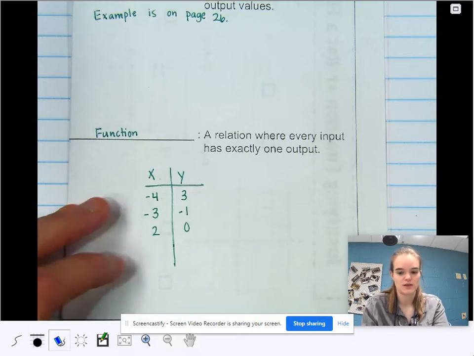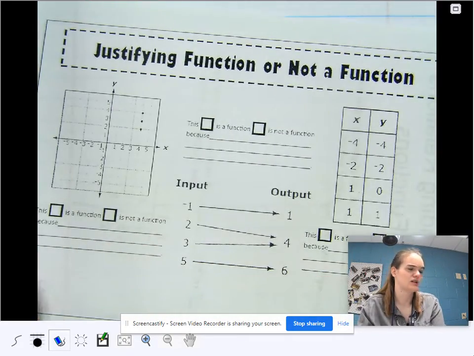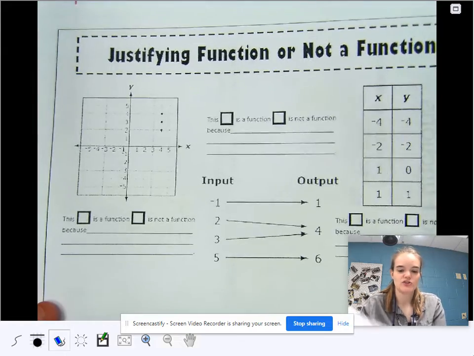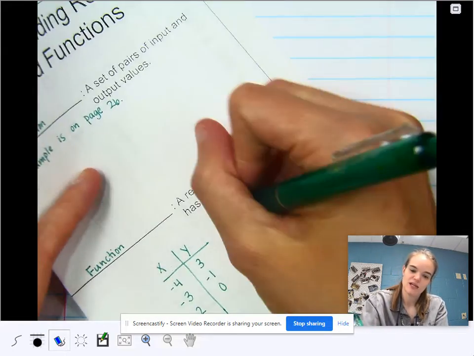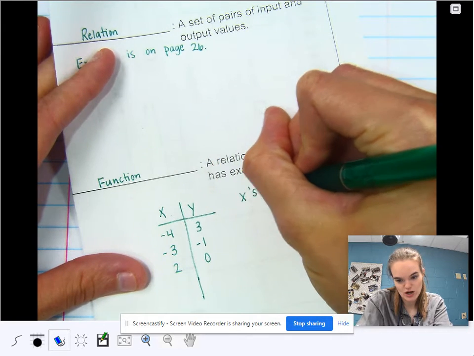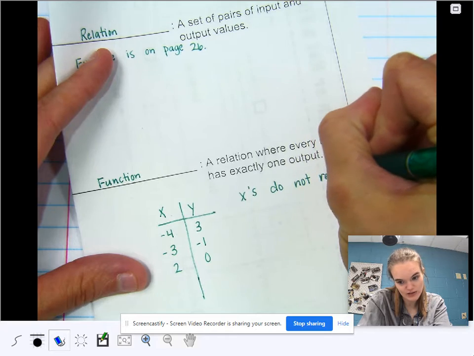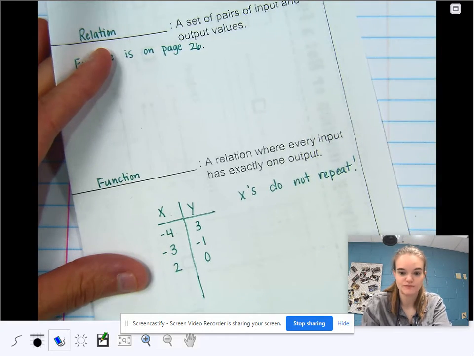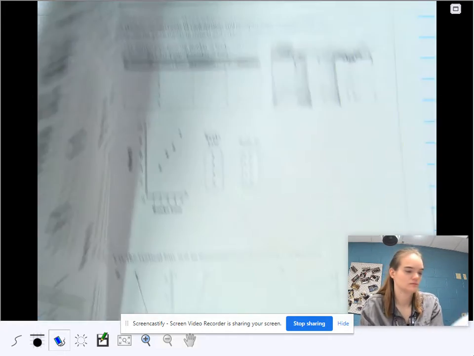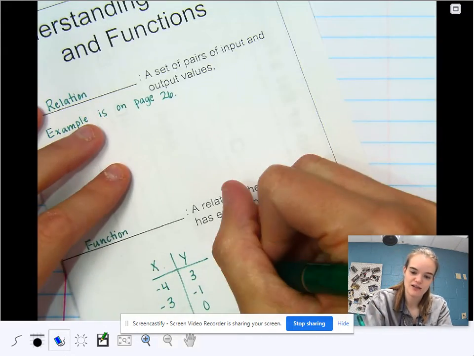That is a function. Let's open up and have some examples of what is a function and what is not a function. Just so that you know, let's write this out here too. In a function, x's do not repeat. Y's can repeat, but x's do not repeat. Okay? There is also something called a vertical line test.